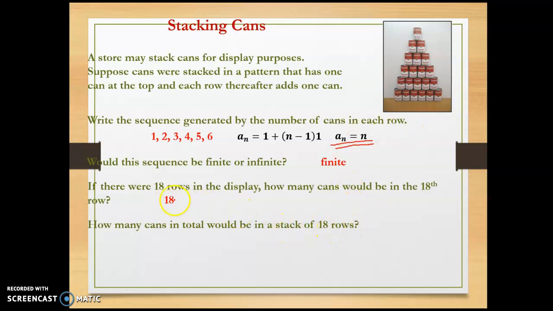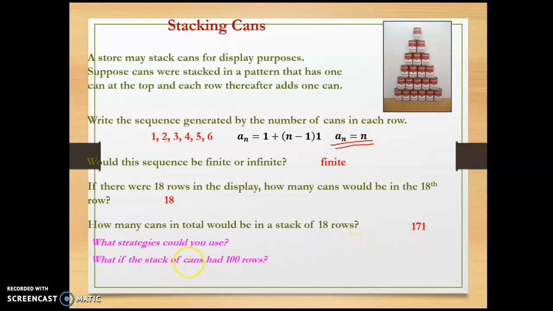So this question is different from the first one. The first one is asking how many cans are there in the 18th row. This one is asking how many cans are there in a stack of 18 rows. Okay, so what strategies could you use to solve this question? The answer here is 171. If you're answering it manually, it's okay. Later on, you can answer that one.